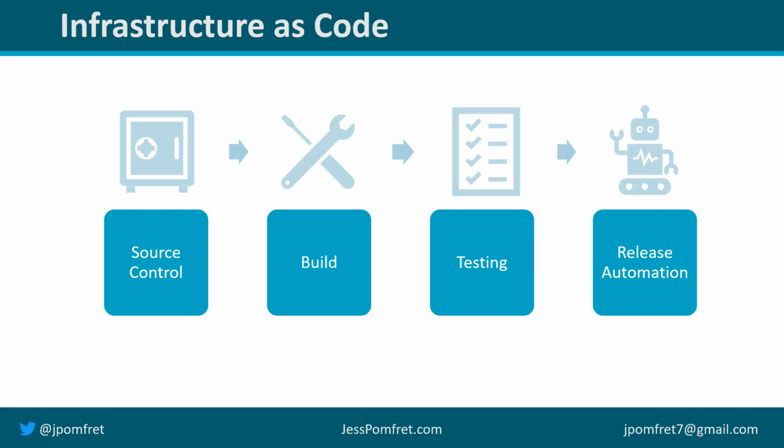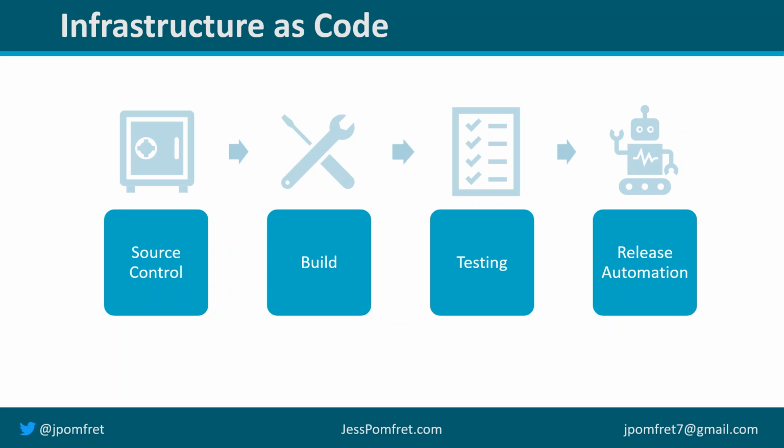Okay, so why do we want to use DSC? DSC gives us this framework to enable infrastructure as code. As you can see on the slide, it's kind of like a pipeline. The real main goal is on the left side of the slide, which is to get our infrastructure and our servers into source control. Once we have them in source control, we can go through this process of building them, testing them to make sure they're doing exactly what we want, and then automatically releasing or deploying them.